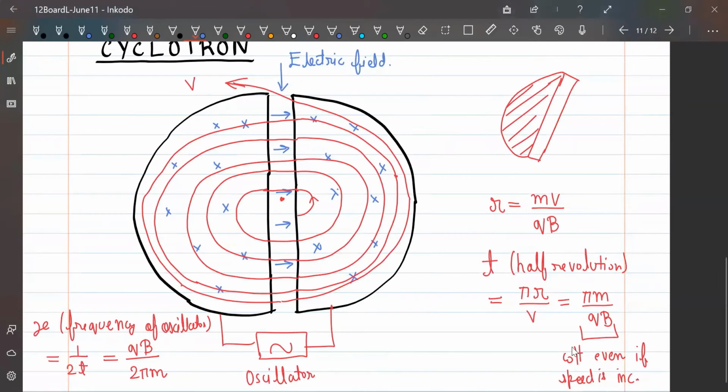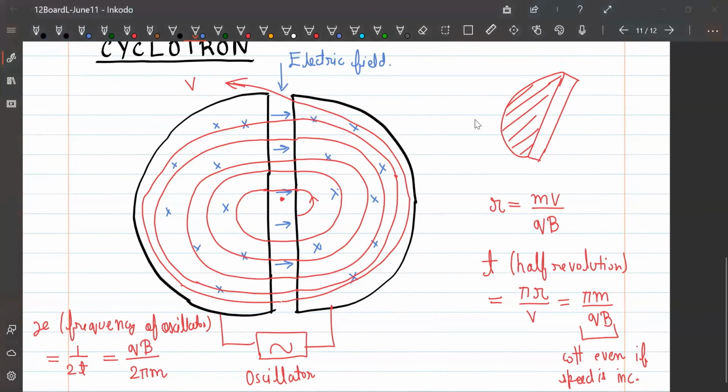So time of half revolution does not change here. It remains the same. Note this down if any questions to ask. The purpose of the oscillator is to filter out the speed. We can get charged particles with different speeds for different ions according to our requirement of the experiment.